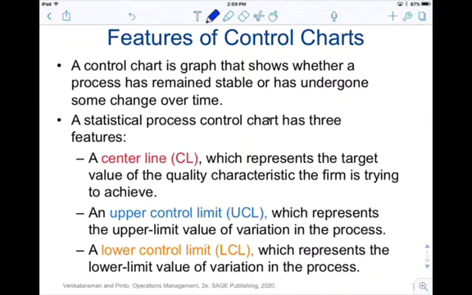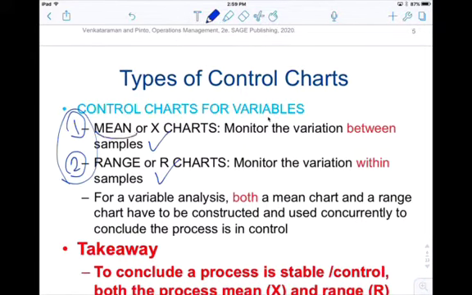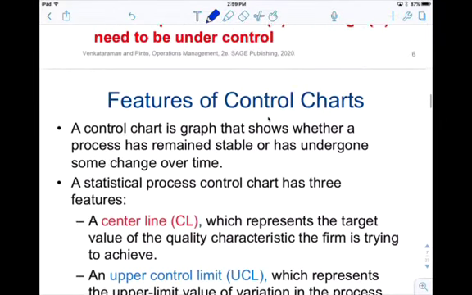Okay, so what do I have in my statistical process control chart? So both in mean chart and R chart, I'm going to use these terms interchangeably. I'm going to either call mean chart a mean chart or X chart, okay? And I'm going to be using range chart or R chart interchangeably. So don't get really confused with that.